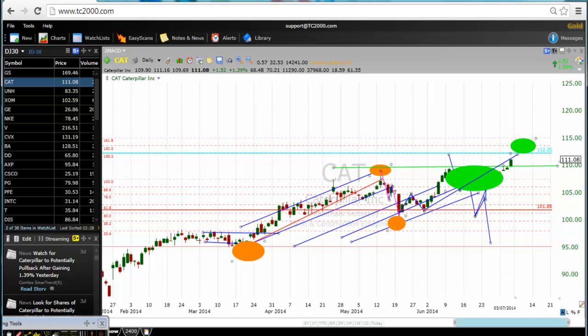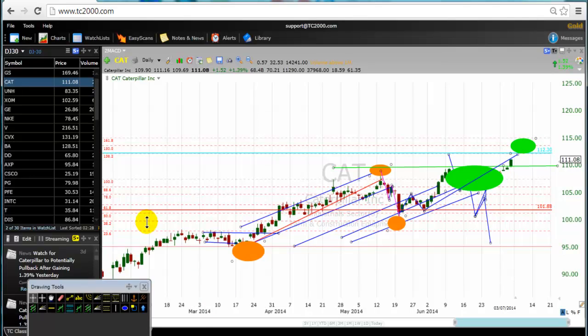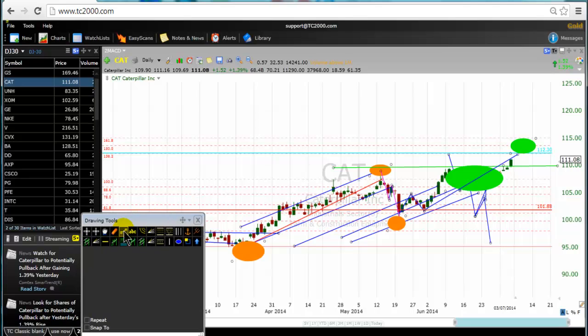So, game on. If the price hits the 138% level, we will say that the pattern is completed, and we will be expecting Caterpillar stock to come down in 5 moves, or at least to come down.